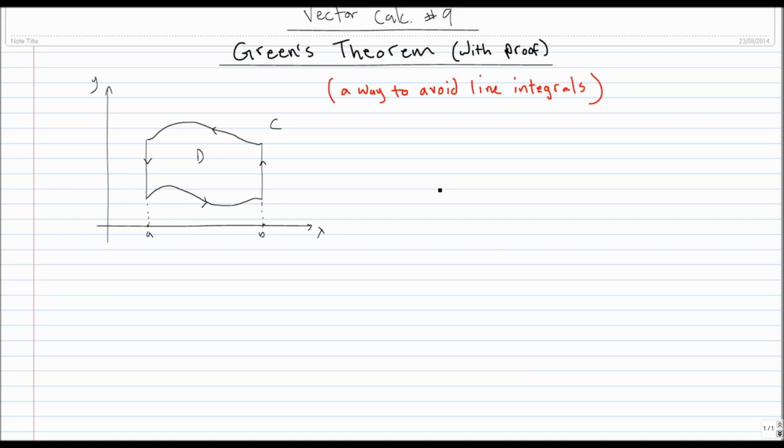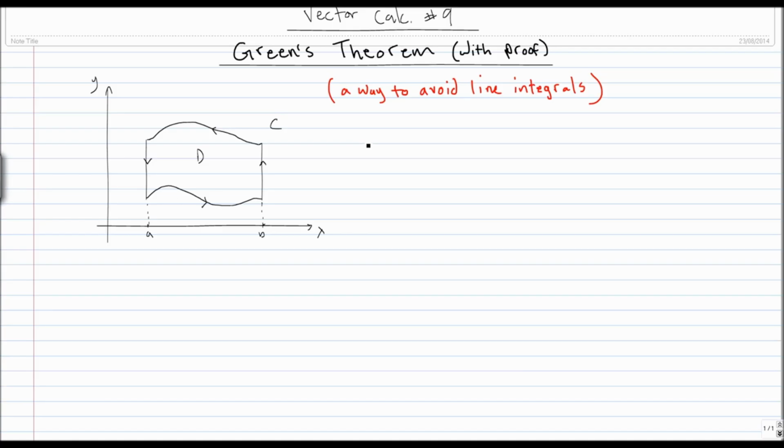Maybe you have a difficult line integral to compute. Maybe it would be difficult to parameterize the curves. So basically Green's theorem gives you an alternative way to compute a line integral without actually having to compute a line integral. Okay, so I'm going to write down Green's theorem, and then I'm going to do sort of a proof.